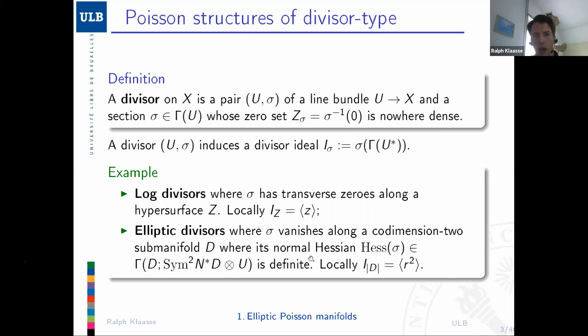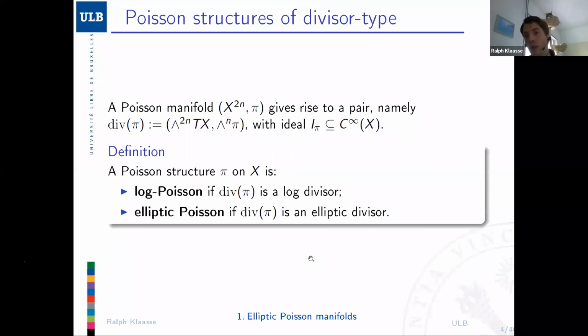Okay, cool. Now, how to bring Poisson geometry into the picture is by noting that if you have an even dimensional manifold, then you can just take the top exterior wedge of the tangent bundle and the top exterior wedge of pi, and then you get a pair as in the previous definition. So there's also an ideal like this. Typically, such a pair is not a divisor, of course, because for that you need it to have nowhere dense zeros. But we can define classes which satisfy this.